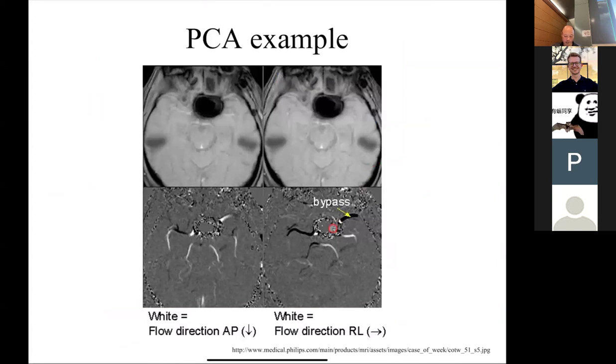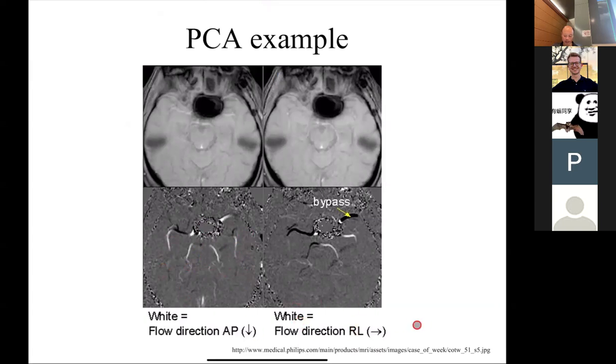Here's another example where we're looking at the posterior cerebral artery, and you can see here that we're sensitive to flow in this direction. The other thing is that by applying the gradients in different directions, you sensitize yourself to flow in that direction. So if I apply the gradients in this direction, I'm sensitive to flow, and I see that there's blood flowing back from here, the circle of Willis, to the back of the brain, which makes sense.